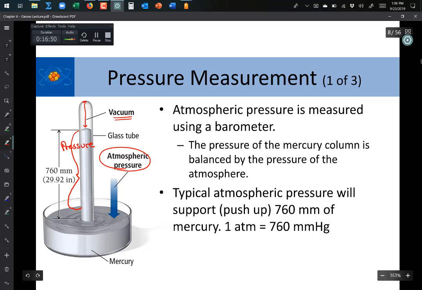So what's inside a vacuum? What's inside a vacuum? Trick question. Huh? Matter? Mass? I can't hear you. What? Nothing's in there. It's a vacuum. A vacuum is literally nothing.